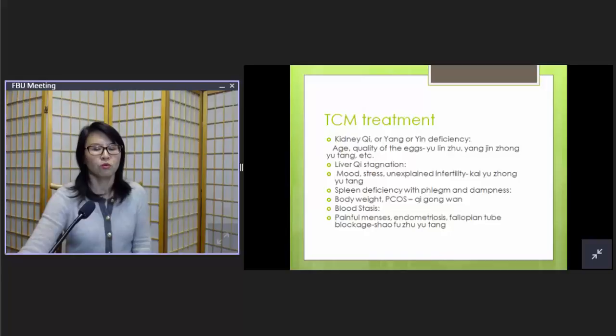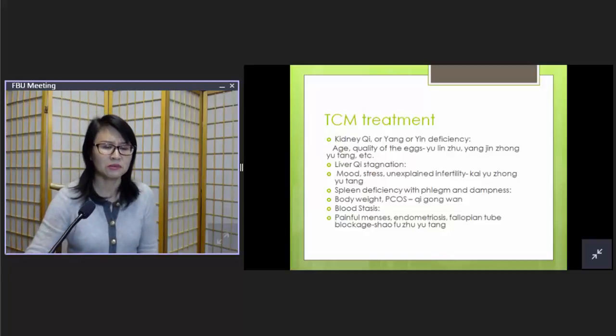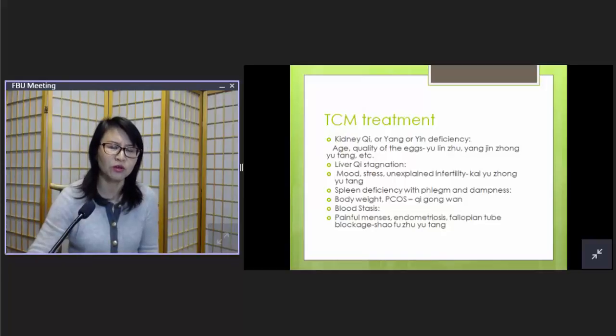And if a woman has indications, some people say my menses is normal, and some people say my menses is painful. If it's painful, it falls into this category. And then some people say my menses is becoming less and less, and that might be the first category, kidney deficiency.